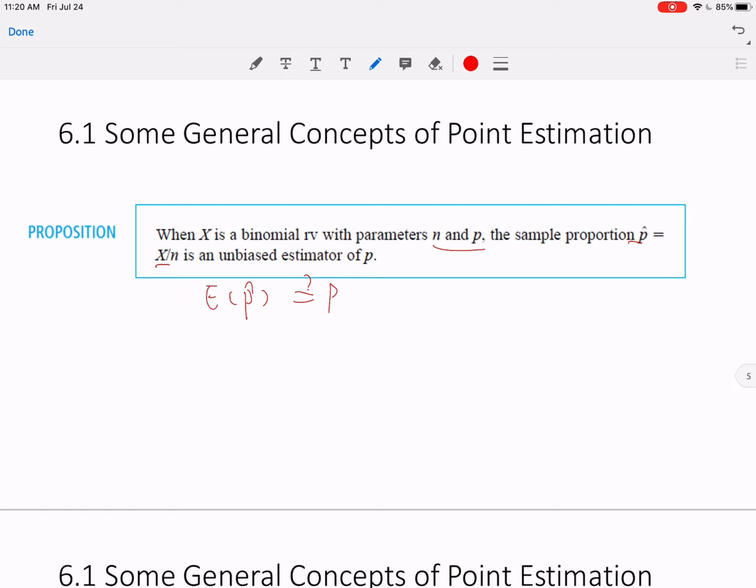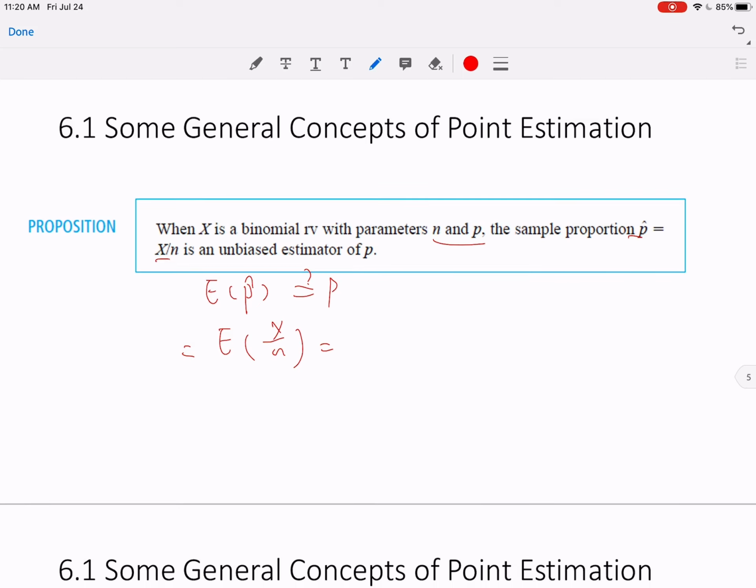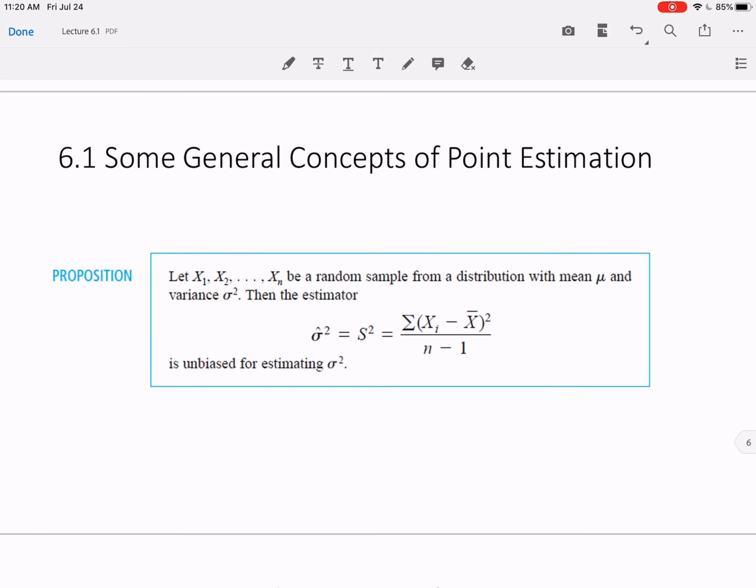Now let's take a look at what is the expected value of p hat. We know p hat is equal to x over n, right? And then, based on the property of expected value, 1 over n is a constant number. We can pull it outside of the expectation here. So that would be equal to 1 over n times E of x. Since this is a binomial distribution, what's the expected value of a binomial distribution? It's n times p. The n's will be cancelled out, so this is equal to p. Now we have the expected value of p hat is equal to p, then we see that p hat is an unbiased estimator of p. Alright, I wish this makes sense to you.